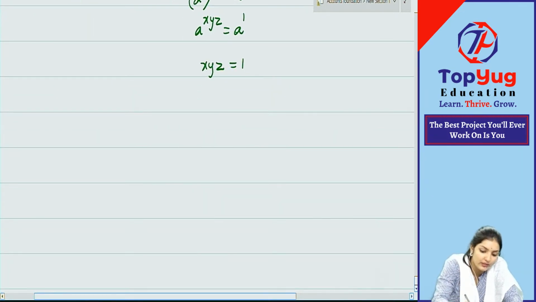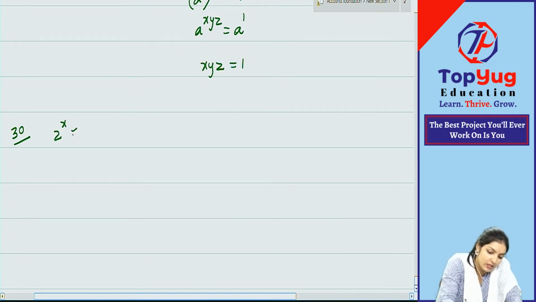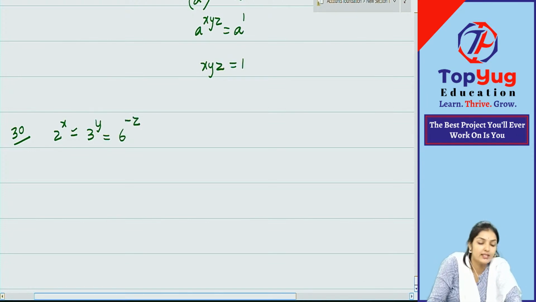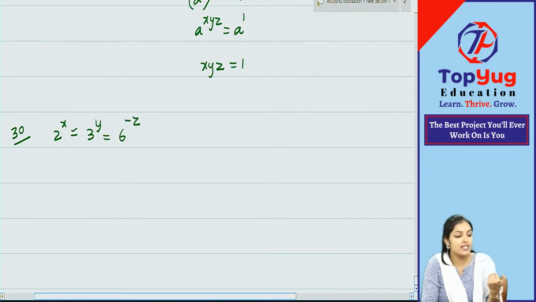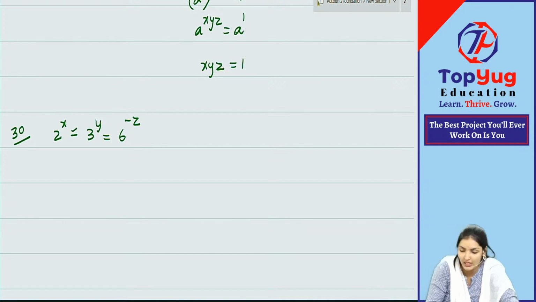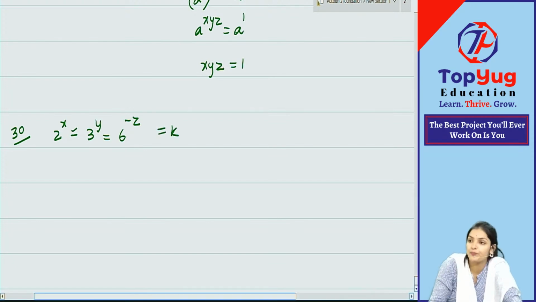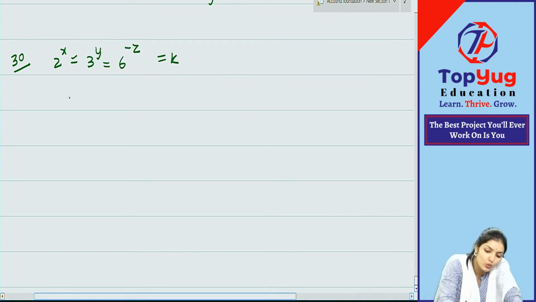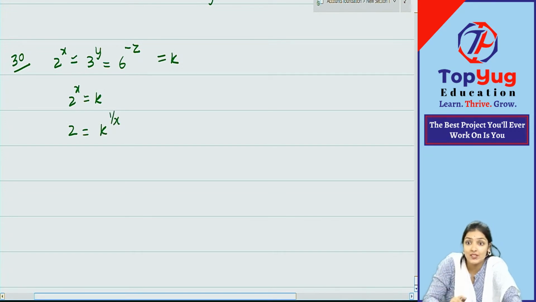Similarly, let me tell you the 30th one also. 2 to the power x is equal to 3 to the power y is equal to 6 to the power minus z. And now they are asking us 1 by x plus 1 by y plus 1 by z. Three of them are equal. Can I use k method? Yes, I can use. I put it as k. Okay. So 2 to the power x is equal to k. Means 2 is equal to k to the power 1 by x. This 1 by x, this formula I have given you.